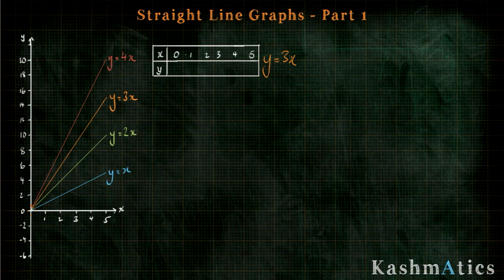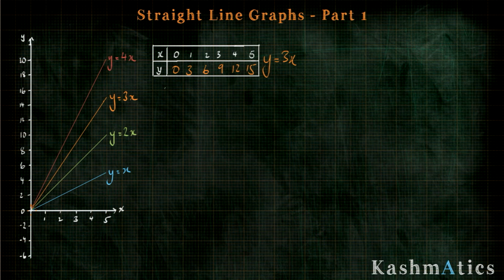So if these are the x-coordinates we pick, now you can pick any numbers, but I've chosen to pick the numbers between 0 and 5. I'm going to work out what the corresponding y-coordinates would have been. So all I'm going to do is multiply each of these numbers by 3. So 0 times 3 is 0, 1 times 3 is 3, then I get 6, 9, 12 and 15.